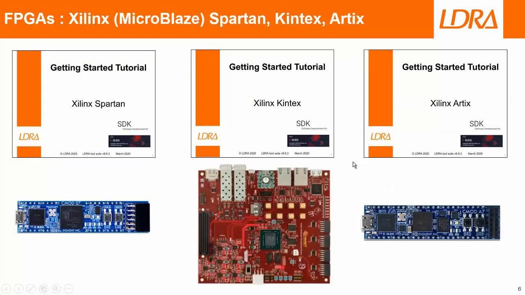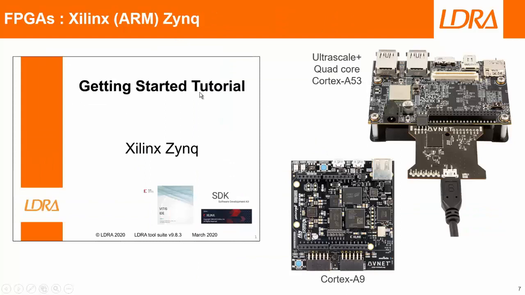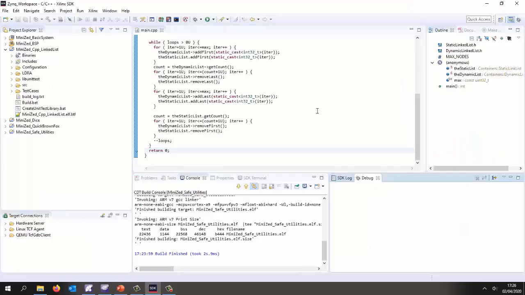And I could have done it with a Xilinx using a MicroBlaze, a soft core CPU. But what I'm going to use is one of the more popular boards, and that is a Xilinx Zynq. In this particular case, I've got this board connected to my PC at the moment. This is a MiniZed that's running a single Cortex A9. Okay, so this is the Xilinx SDK.